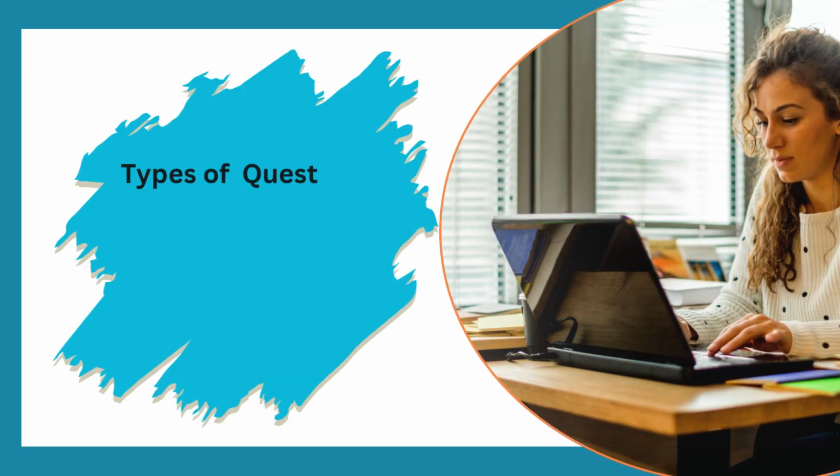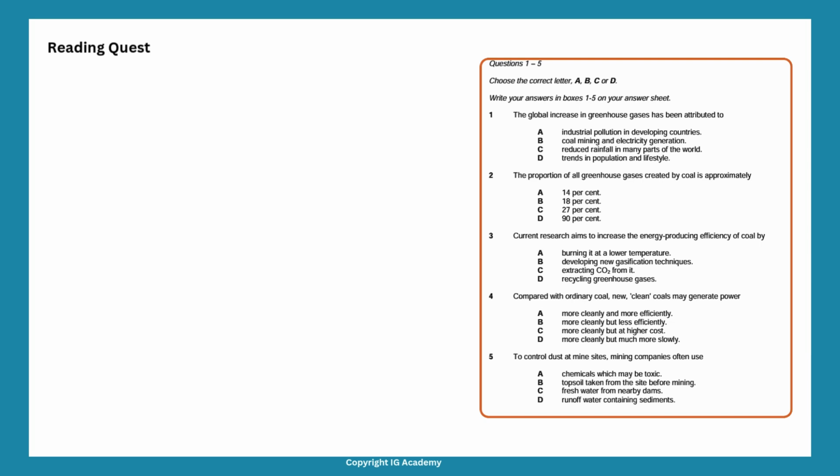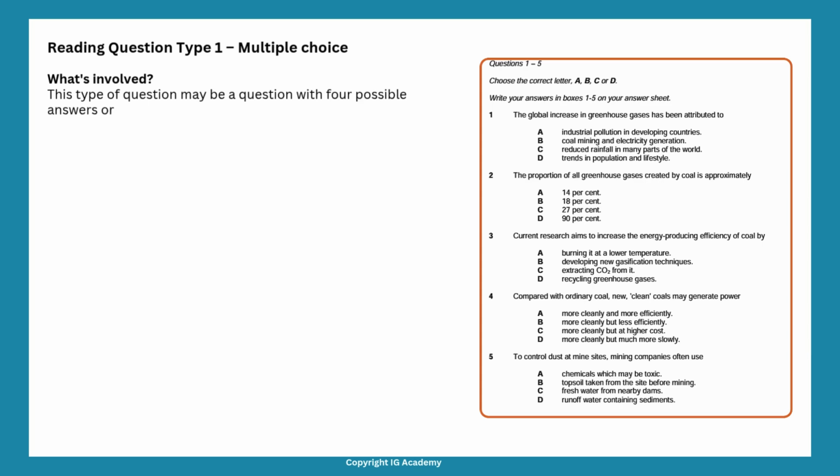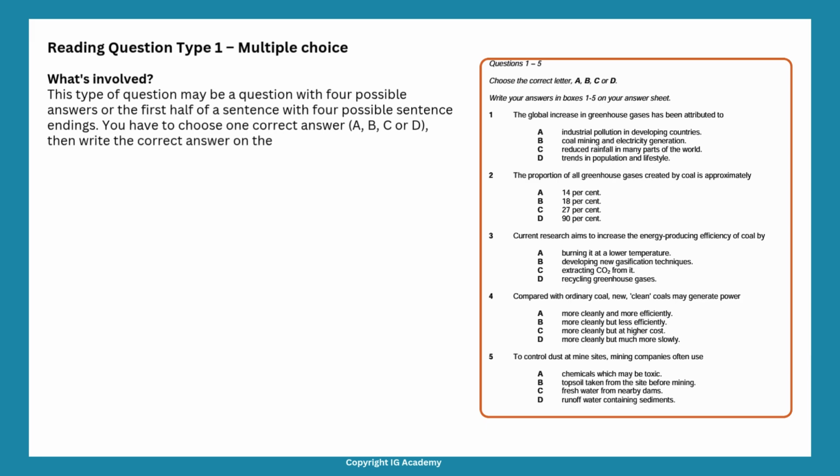What are the types of questions in IELTS academic reading? Reading question type 1 is multiple choice. This type of question may be a question with 4 possible answers or the first half of a sentence with 4 possible sentence endings. You have to choose 1 correct answer, A, B, C, or D, then write the correct answer on the answer sheet.